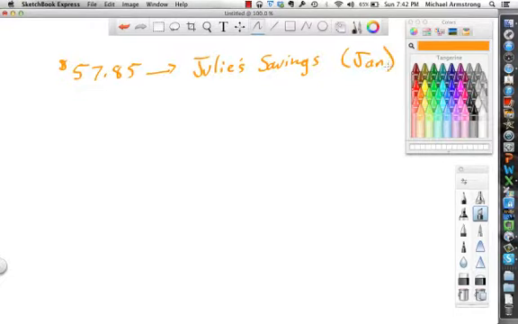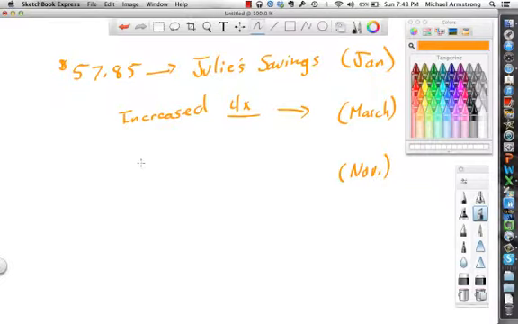Now by March, her balance is 4 times as much as her January balance. So by March, it has increased 4 times. So 4 times as much by March. And between March and November, Julie deposits a total of $78.45. So by November, she adds another $78.45.